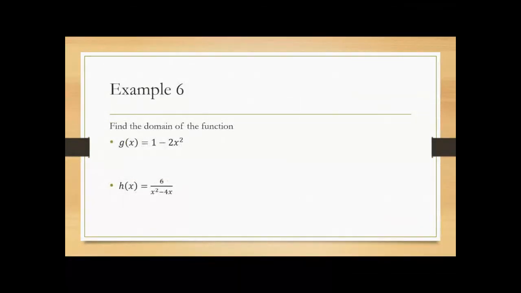So I have two examples here. The first one, I have g of x equals 1 minus 2x. We're not dividing by anything here, so we don't have to worry about division by 0. And we don't have any square roots or fourth roots or anything like that, so we don't have to worry about the imaginary exclusion. So that means our domain is going to be all real numbers.